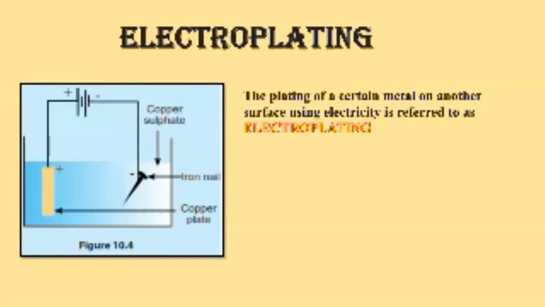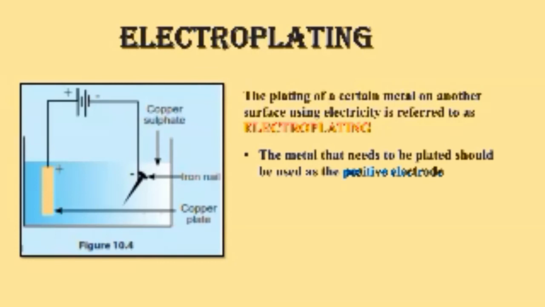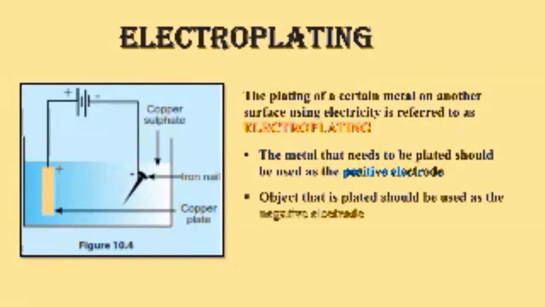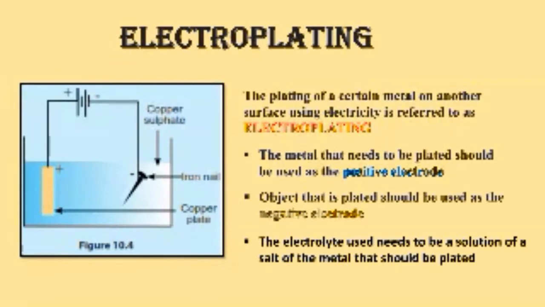The plating of a certain metal on another surface using electricity is referred to as electroplating. The metal that needs to be plated should be used as the positive electrode. In this case, we need to plate copper, therefore, a copper plate is used as the positive electrode. The object that is plated should be used as the negative electrode. In this case, the object is the iron nail. The electrolyte used needs to be a solution of a salt of the metal that should be plated.